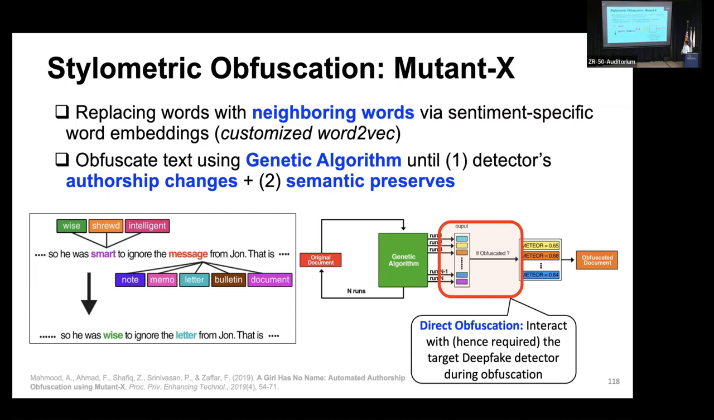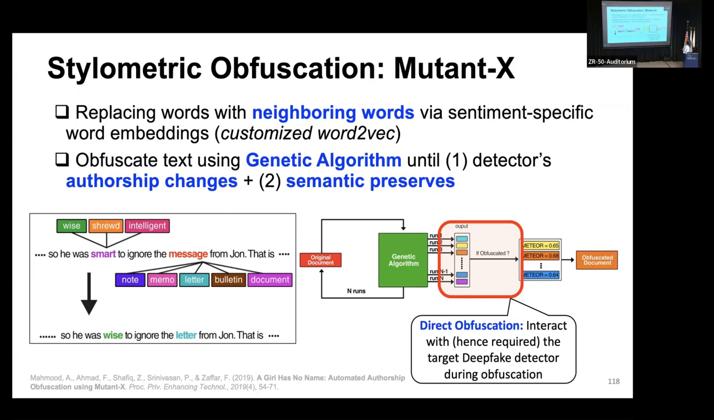semantic meaning. On the left side in the example, from the original sentence, first it identifies the two important words to perturb. That is, smart and message. The word smart has three replacement candidates: wise, screw, and intelligence. And it chooses the word wise. And for the word message, it has alternatives: note, memo, letter, bulletin, and document. And it chooses the word letter. And this selection process is automatically done through the genetic algorithm.